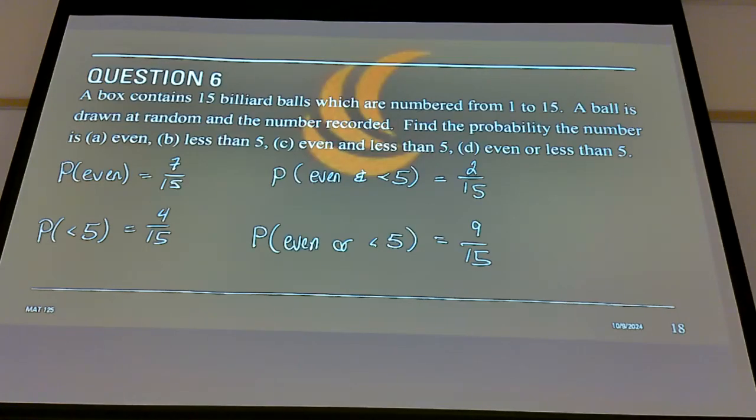Remove the duplicates. So how many did you count twice? 2 and 4. So you remove those 2. So 7 plus 4 is 11, and now removing the ones that you counted twice is minus 2, which gives you the 9. That's the other way you could do it. Yeah, I like that.